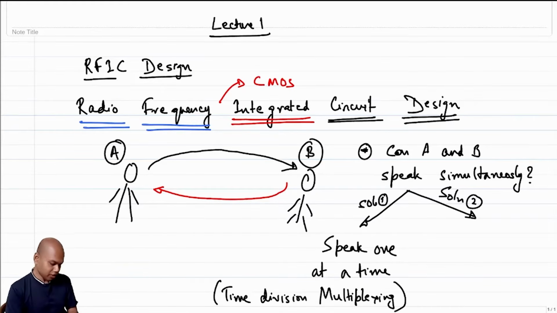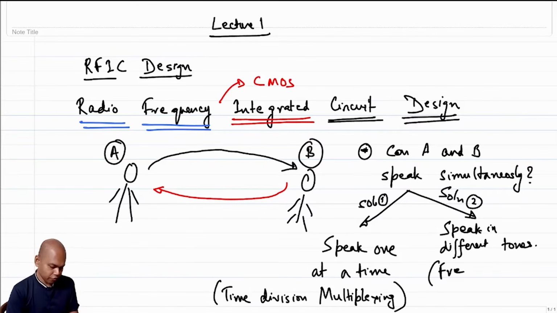So what is the solution? The solution is to speak in different tones. This is called frequency division multiplexing.